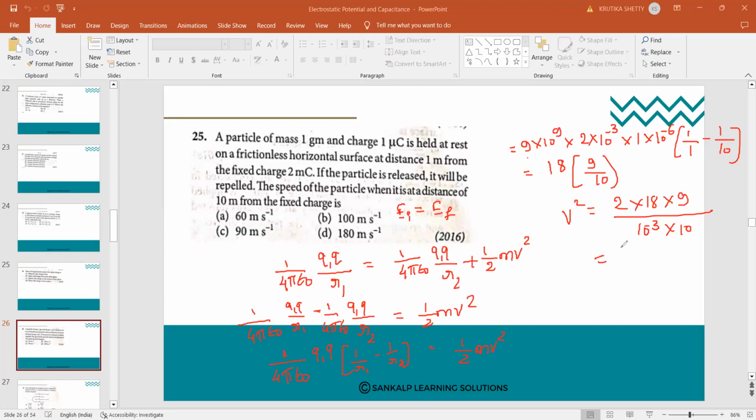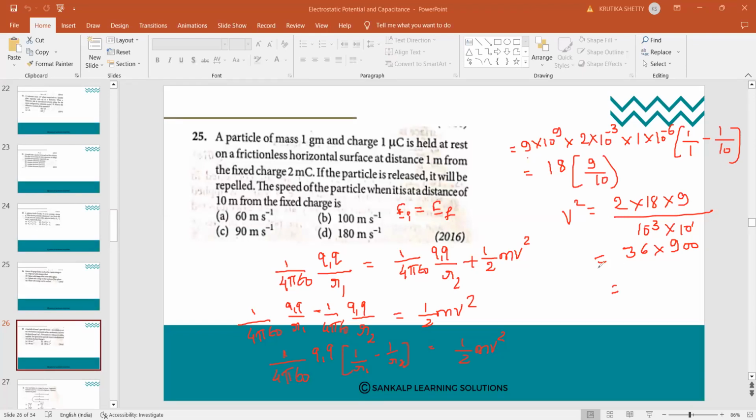So 18 into 2 is 36 into just minus to 10 to 1. So 10 raised to minus 3 into 10 raised to 1 is 10 raised to minus 2. Going upward it becomes 10 raised to 2. 9 into 10 raised to 2 is 900. So 36 into 900. Where did this come from? This is v square.